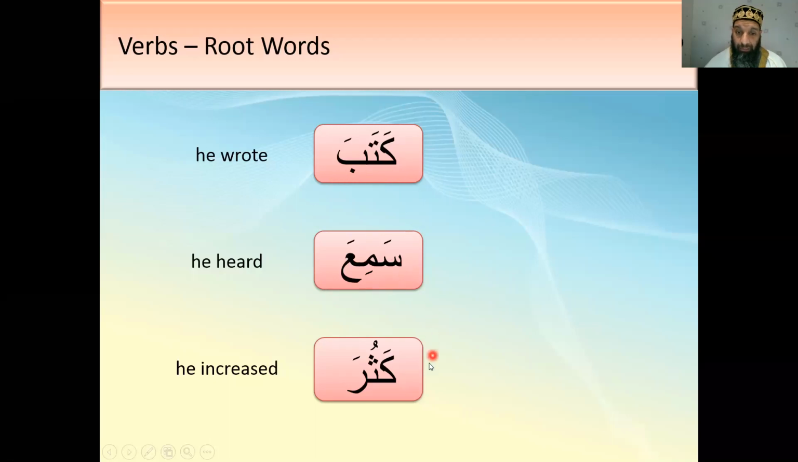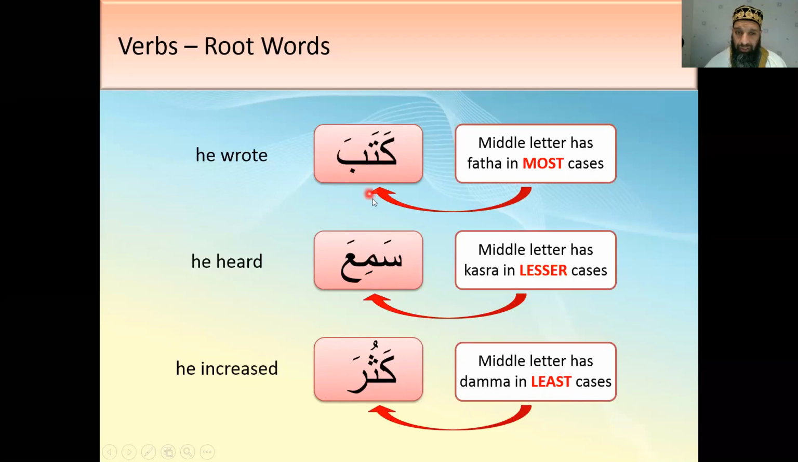So kataba, these are examples of some root words we did. And the reason why I got this slide here is to demonstrate that in root words, the first letter has a fatha, a zabar. The third letter has a fatha, a zabar. The middle letter changes. So for kataba, the middle letter has a fatha. For sami'a, the middle letter on this verb has a kasra. And for this one, kathura, the middle letter has a dhamma. And the whole point of this slide is to show you that most root verbs have a fatha in the middle. Lesser have a kasra, and even lesser have a dhamma. That's all that's showing you, right?